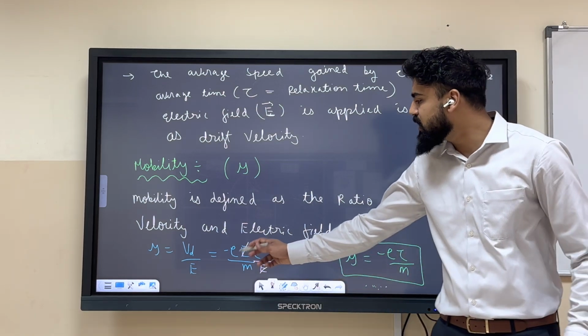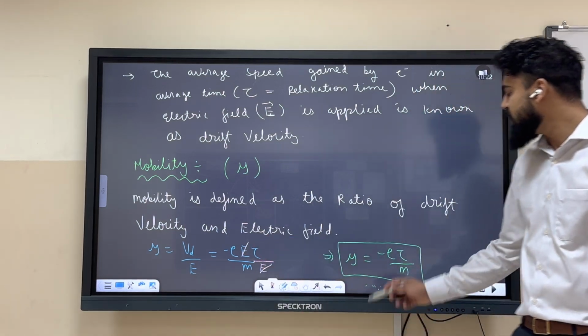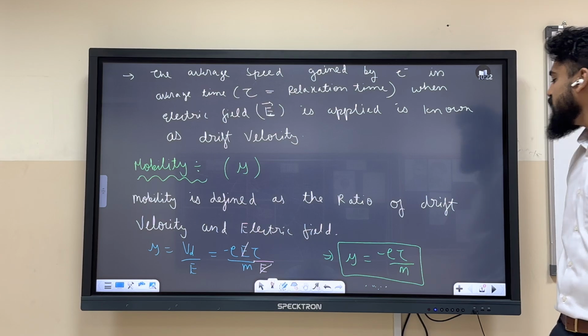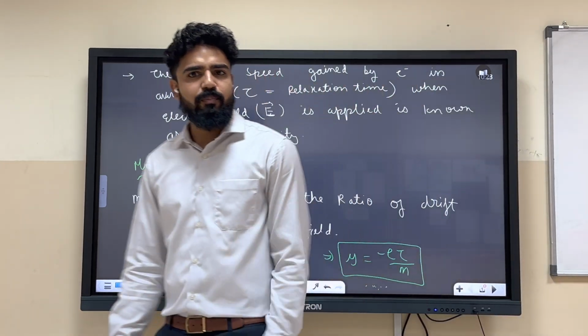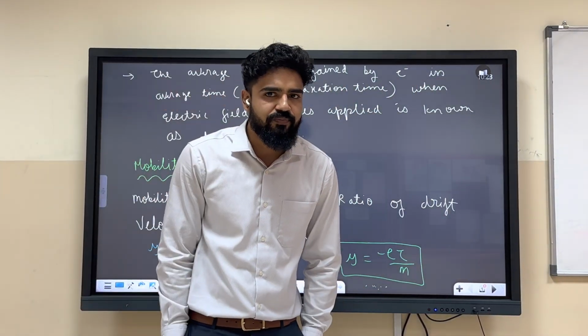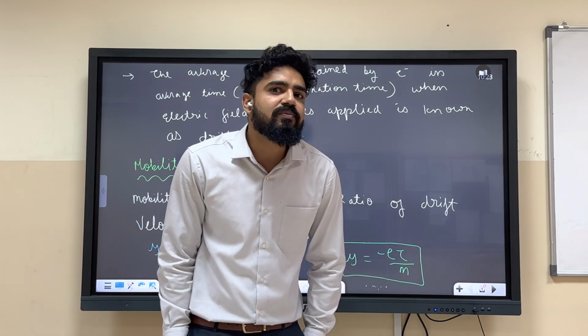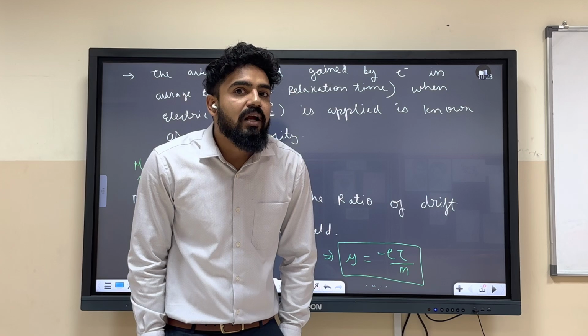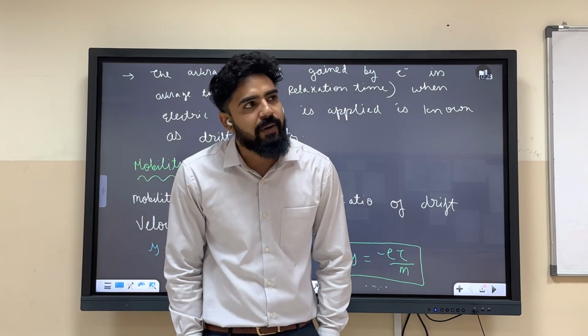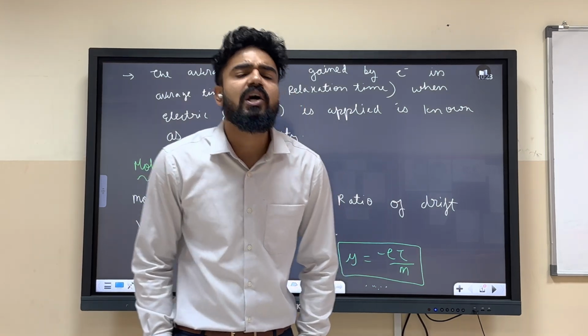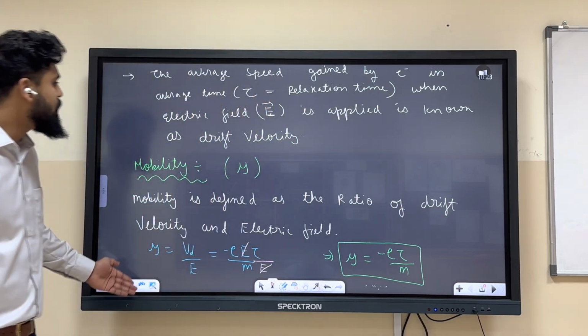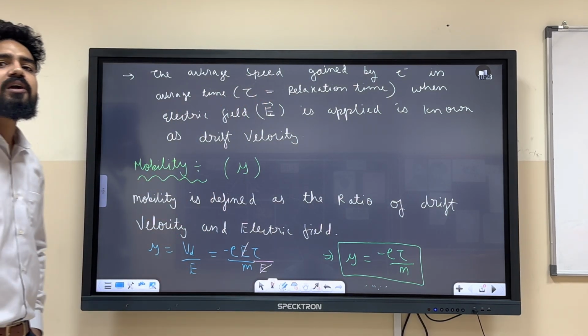Write down the formula, E tau by m. E getting cancelled, so we are getting mu equals E tau by m. Do it by yourself. Pause the video and do it by yourself. Vd is nothing but what you just calculated in the last lecture, E tau by m, divided by E. Correct? E will get cancelled. So basically, mobility is coming as negative E tau by m.